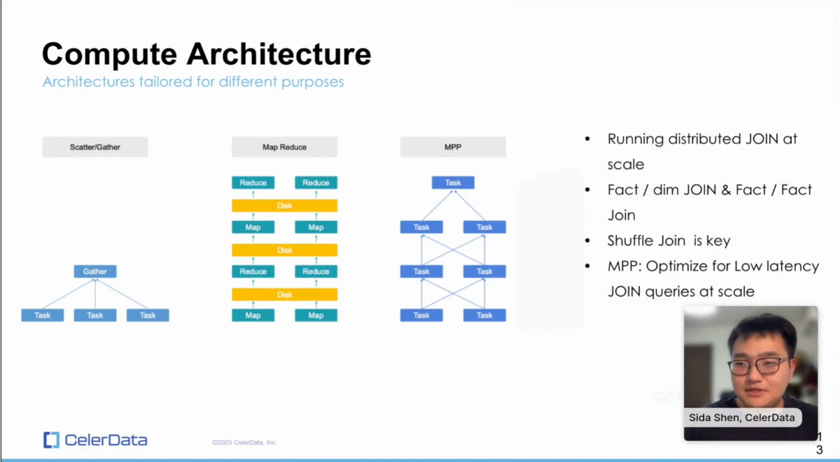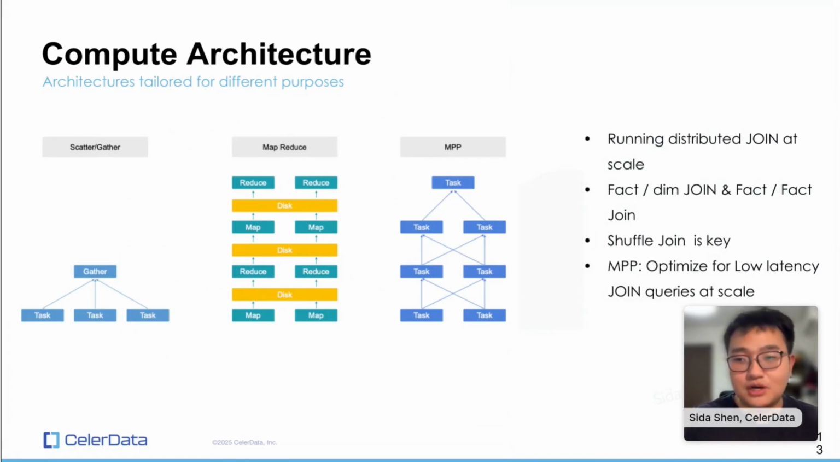And then it's MPP, massively parallel processing. So it features data shuffling and supports shuffle join, so fact table joins fact table. It reshuffles the data to all of the nodes and runs the join queries on the fly. One key difference is that everything is purely in memory, so there is absolutely no wait time between operators. So it's really optimized for low latency join queries and high cardinality aggregation at scale.